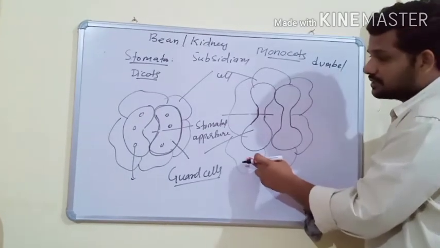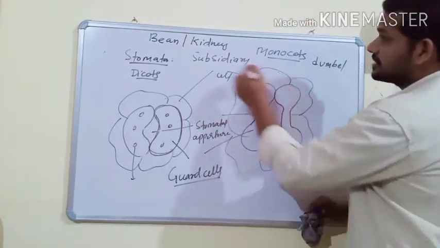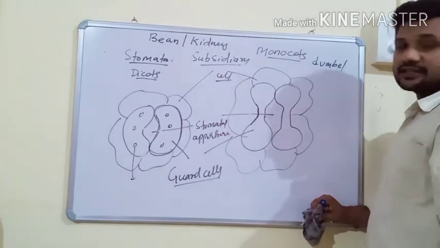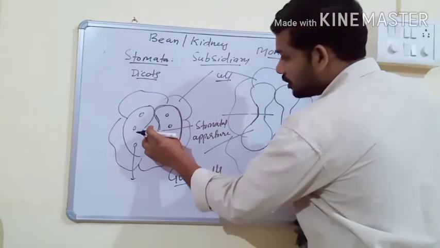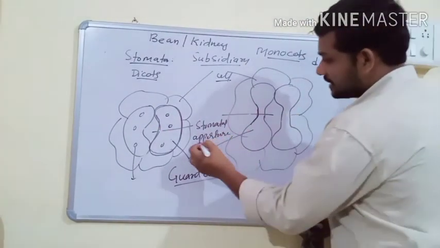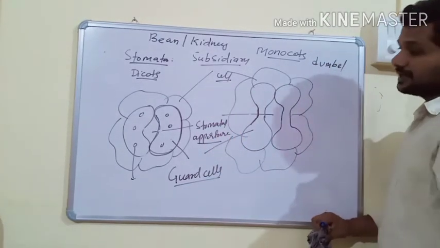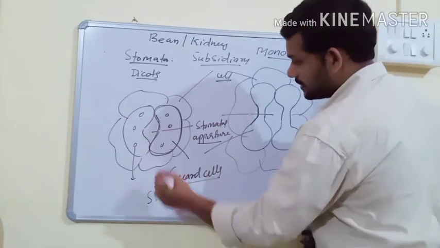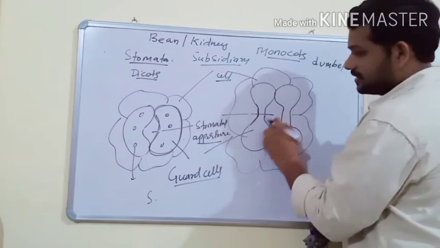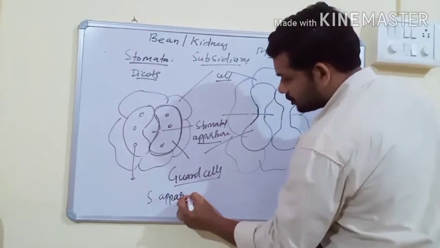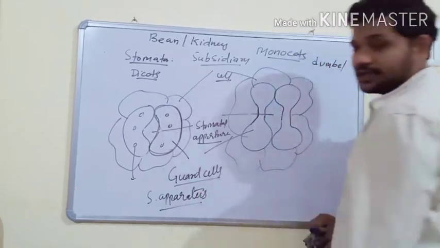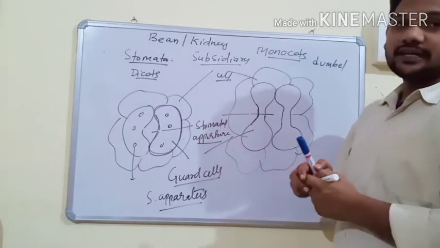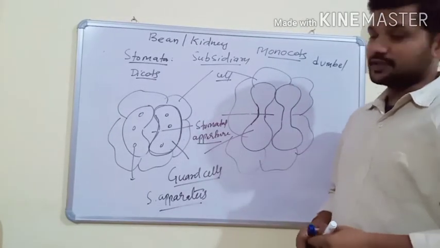And the guard cells are surrounded by specialized epidermal cells, which are called subsidiary cells. In subsidiary cells, the chloroplasts are usually absent. There is a small pore between two guard cells, known as the stomatal aperture. Guard cells, subsidiary cells, and stomatal aperture, these three collectively are known as the stomatal apparatus. The stomatal apparatus helps in exchange of gases and also regulates the rate of transpiration.